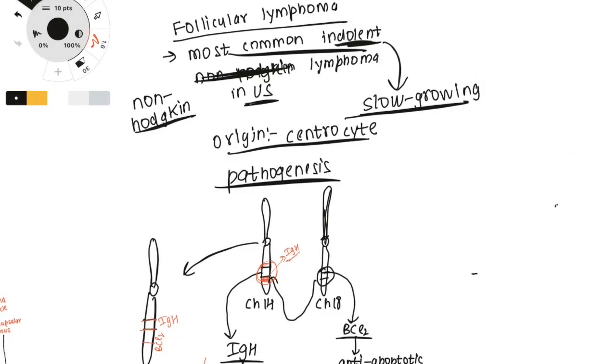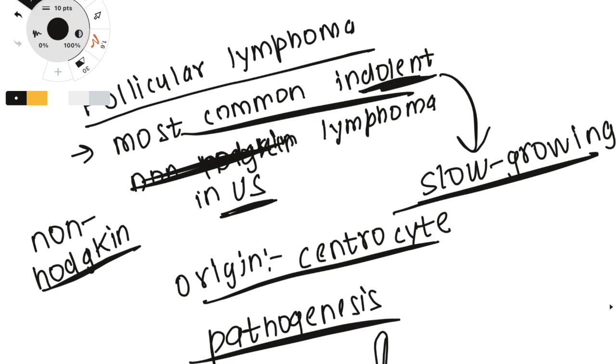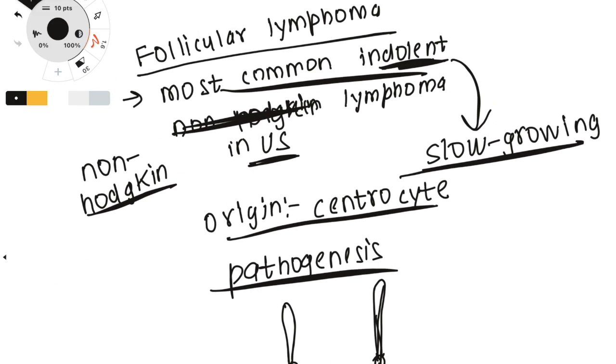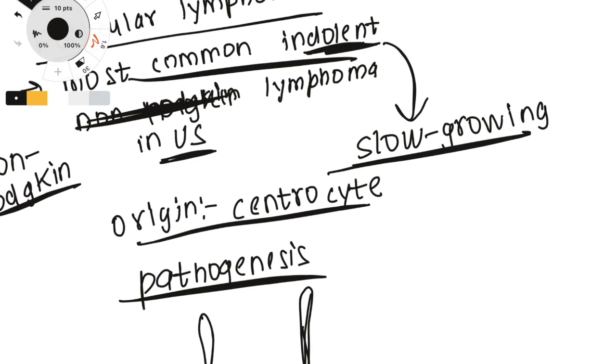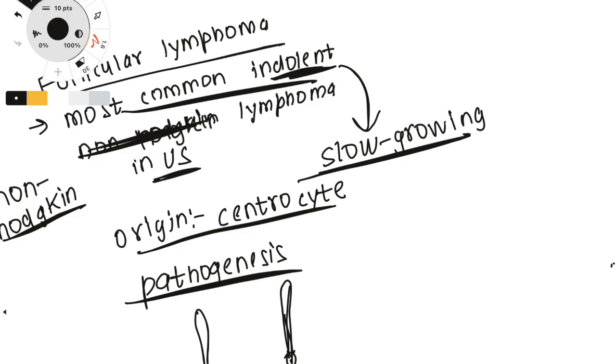Hi, this is the fourth video of my WBC neoplasm series, and I will be talking about follicular lymphoma. Follicular lymphoma is the most common indolent non-Hodgkin lymphoma in the US. By the word indolent, what do you mean? Indolent means slow growing. I will explain to you later why it is slow growing, and it presents in adults generally who are in their fifth or sixth decades of life.